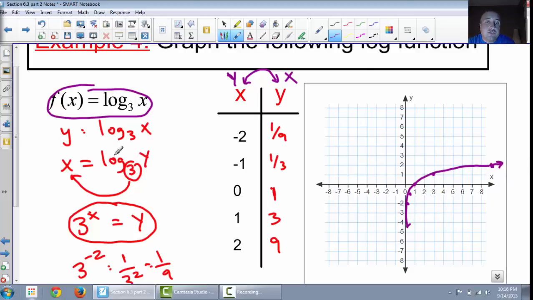Okay, so first you find the inverse, and make the table for the inverse because it's easier to do an exponential function than it is a log. And then you flip-flop the points in order to graph the log. If we would have done (-2, 1/9), (-1, 1/3), we would have graphed 3 to the x, but that's not what we want to graph. We want to graph the original log, so we have to switch them.